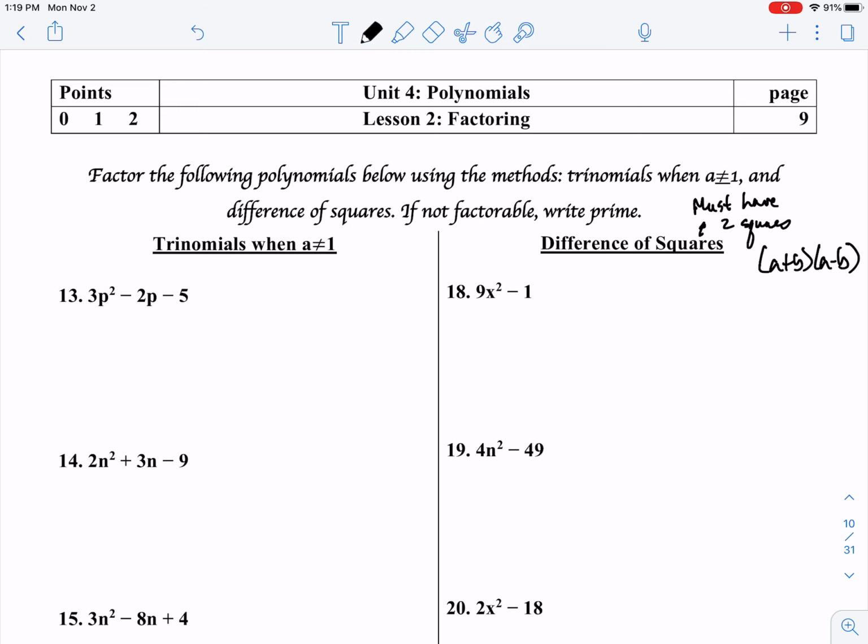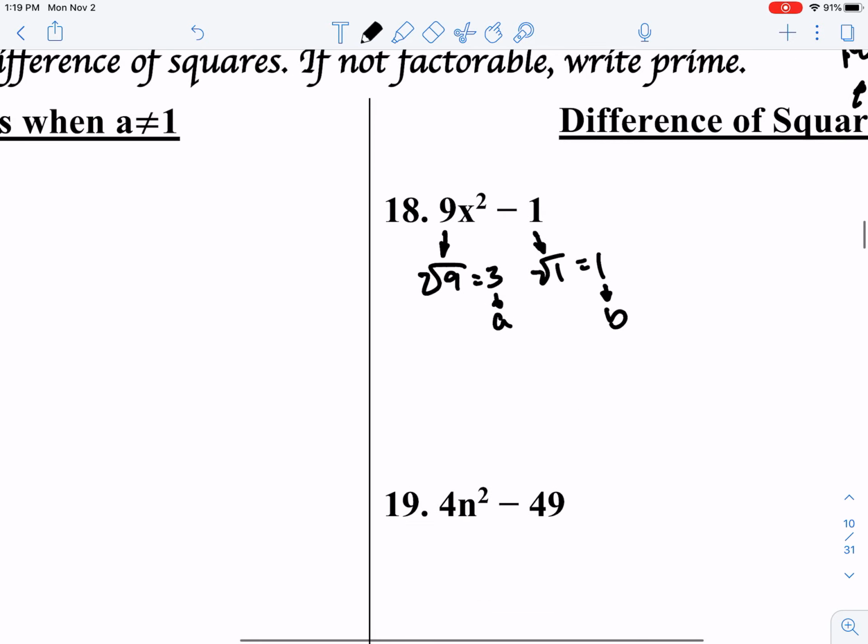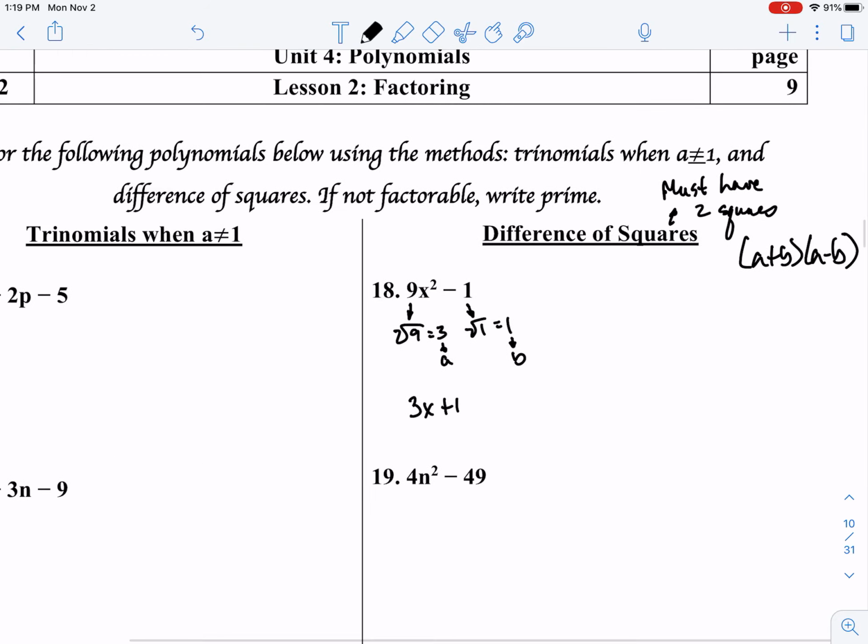you're given. So 9, I want to take the square root of 9. That's equal to 3. Take the square root of 1 is equal to 1. A is first, then b. So it'll be 3x plus 1, right? So a plus b, and then a minus b.